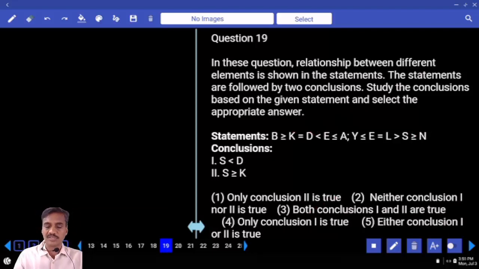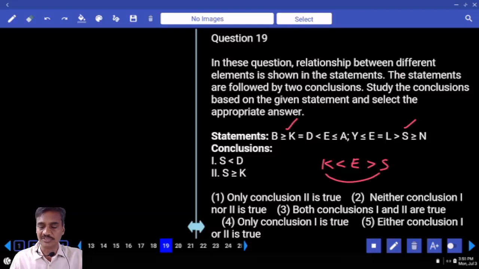The next one, S and D, S and K. Now K equals to D is there. And so there is a possibility of getting either or, provided between S and K we need to have opposite symbol. Now K is here and S is here. Which element is common? E is common. Now K lesser than E and E greater than S. Now between K and S, opposite symbol. Hence, it is a case of either 1 or 2. Choice for question number 19.